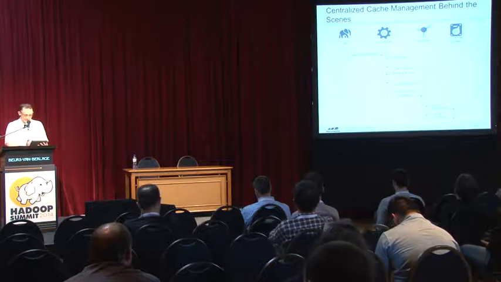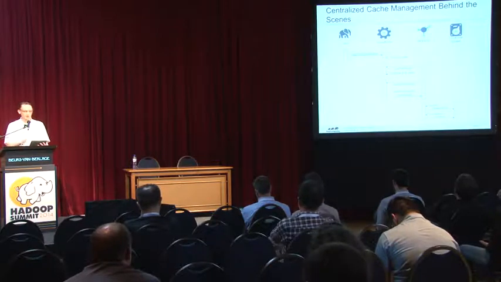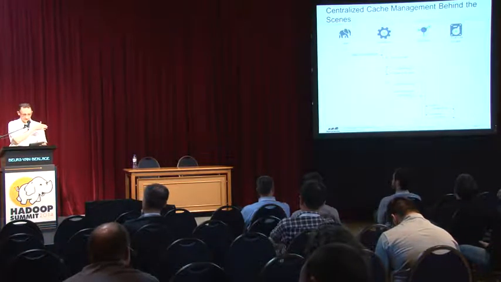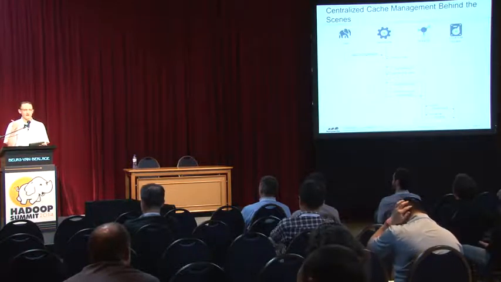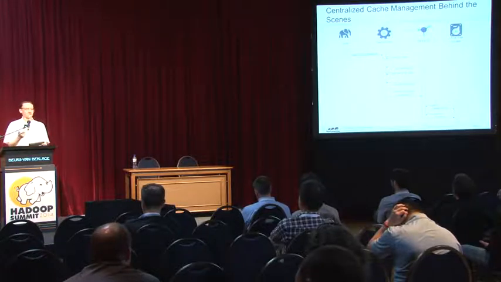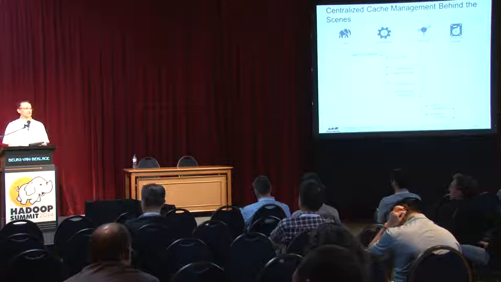The third interaction is the classic data node heartbeat to the name node. However, what's been changed is that we've enhanced that protocol so that the name node may reply with commands asking the data node to either cache or uncache blocks in response to the upstream cache directive requests from the users.